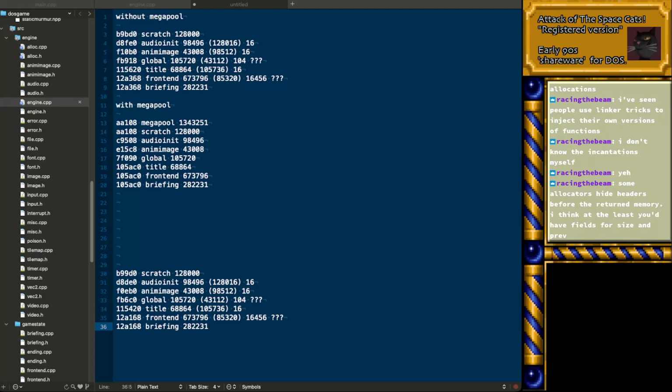So, D8D0 minus B0 is 128016. That's the same. F0E0 minus D8D0 is 98512. That is the same. FB60 minus F0E0 is 43024.